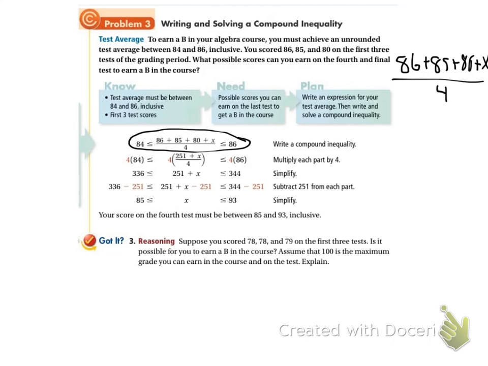Okay, so this time you scored a 78, 78, and 79 on the first 3 tests. And we want to know, is it possible to earn a B in the course? So first I'm going to work with that averaging thing. So 78 plus 78 plus 79 plus x. And I'm adding up 4 things, so I'm dividing by 4. Again, the smallest it can be is an 84. The biggest it can be is an 86. Okay, the first thing I'm going to do is simplify the stuff on the top there. So 78 plus 78 plus 79 is 235.